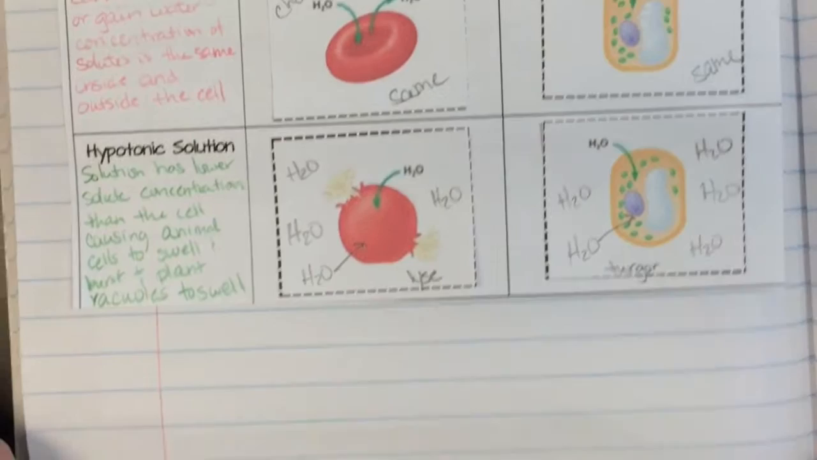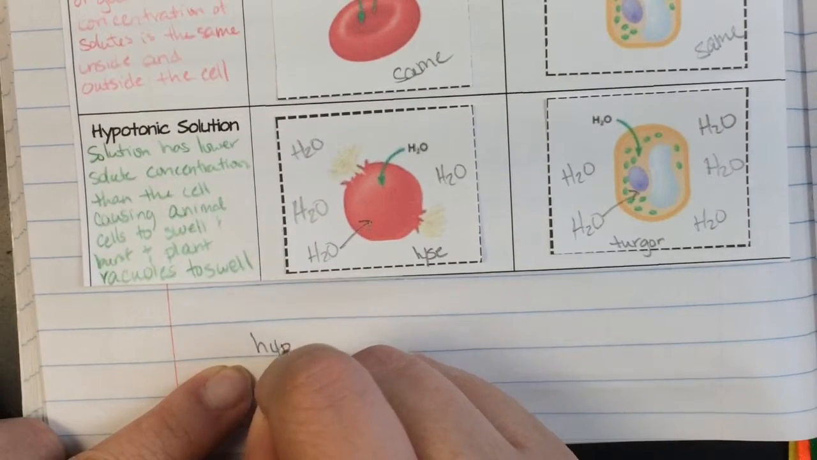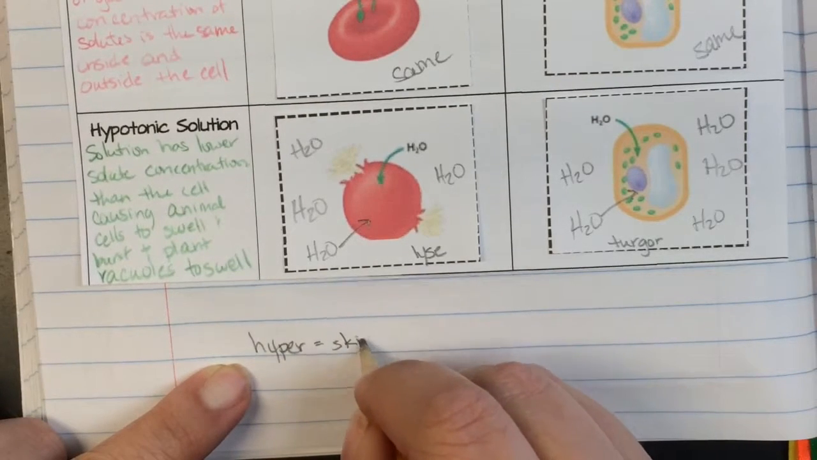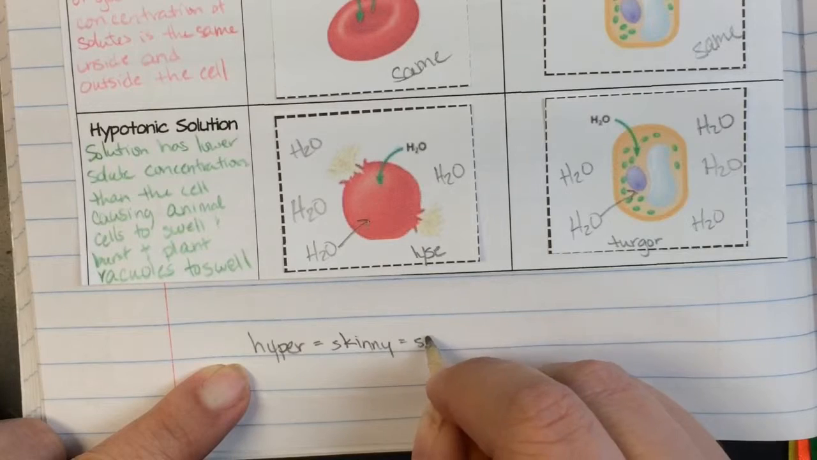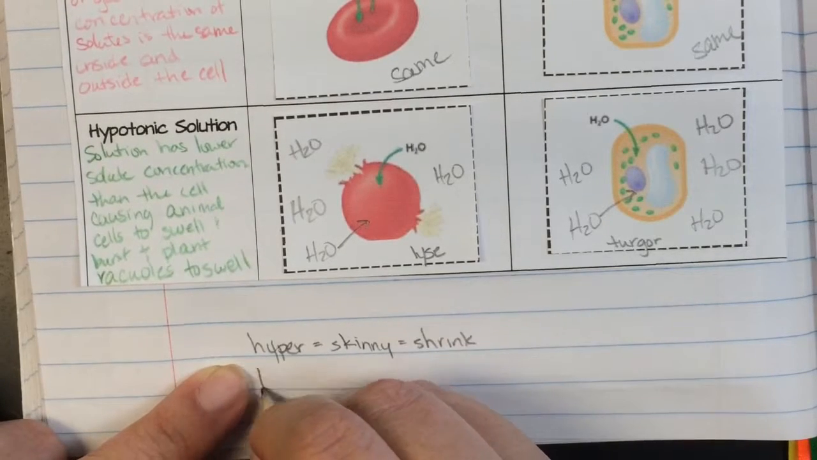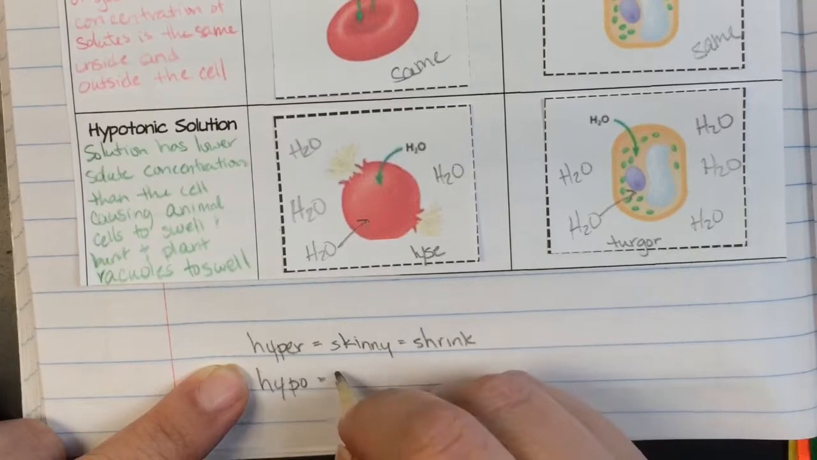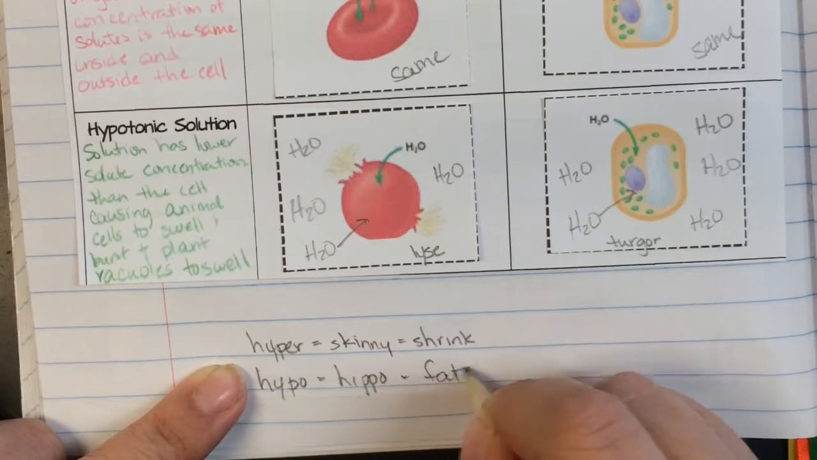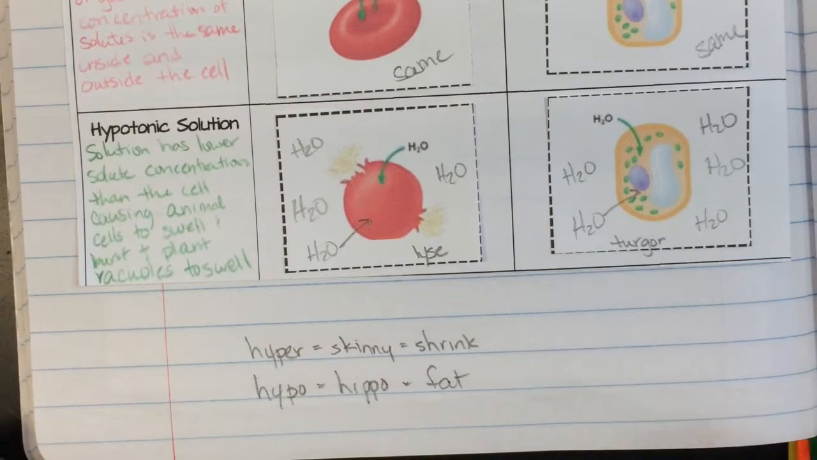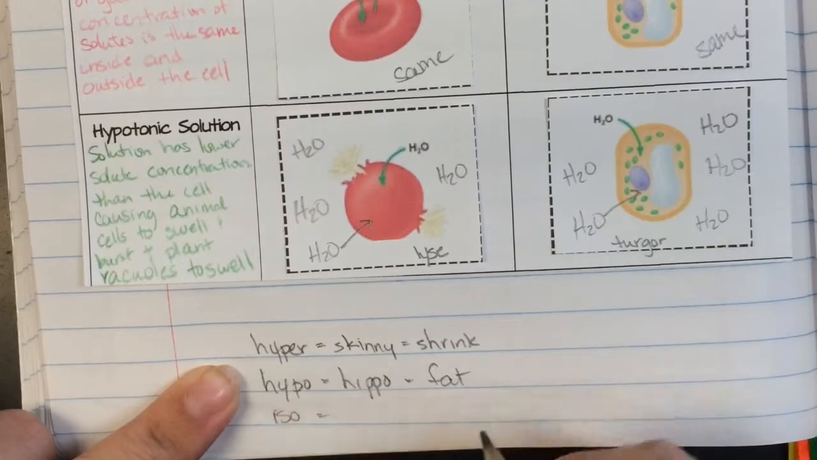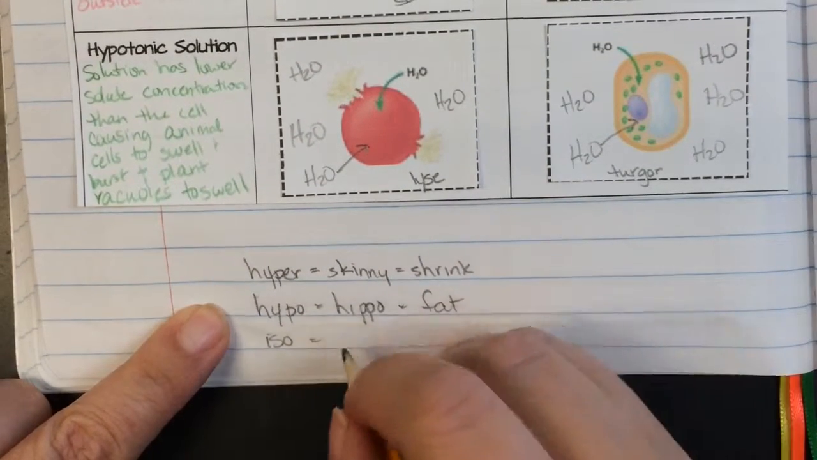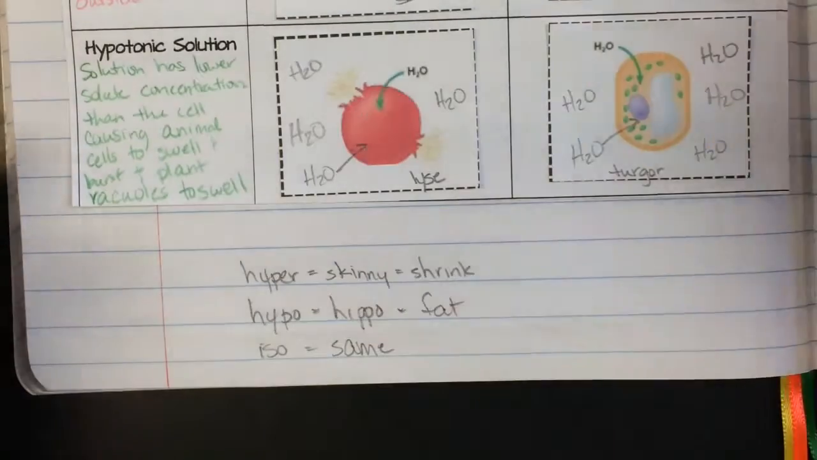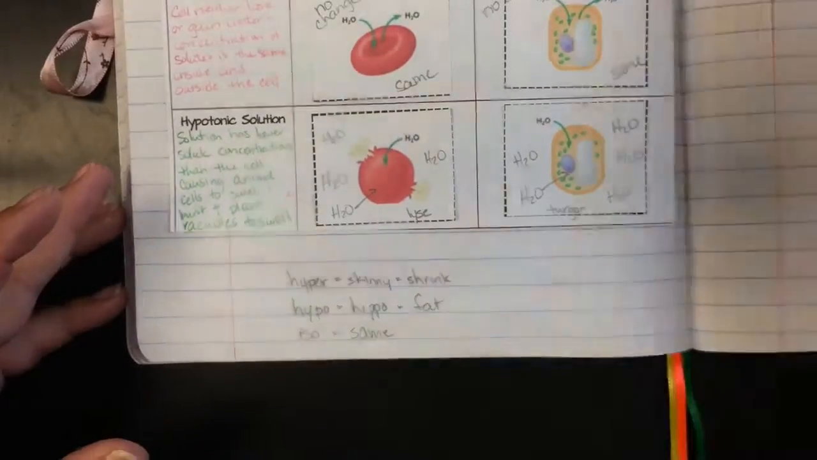So my way to remember these guys is if it's hyper, think of somebody who's really hyper, they tend to be skinny, and which means that those are going to shrink. I think a hypo kind of sounds like a hippo, like a hippopotamus, and that means they get fat. And so the last one is iso, and I so like to be an iso because that means I'm going to stay the same. And that is how you complete the effects of osmosis chart.